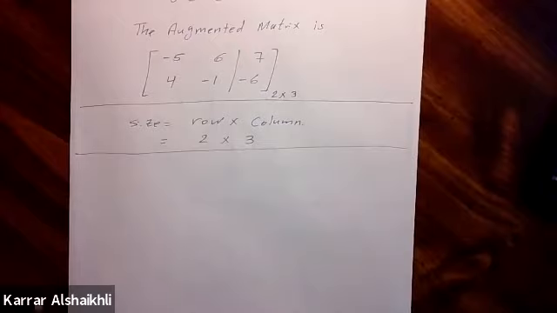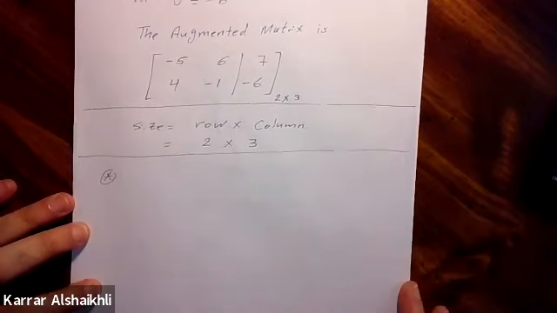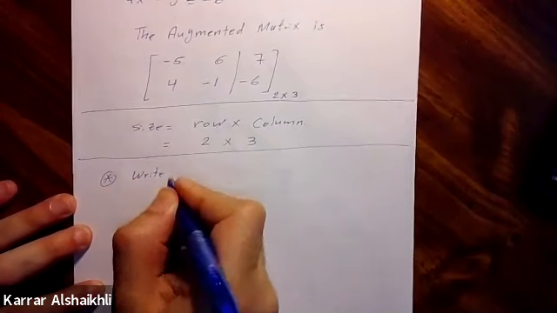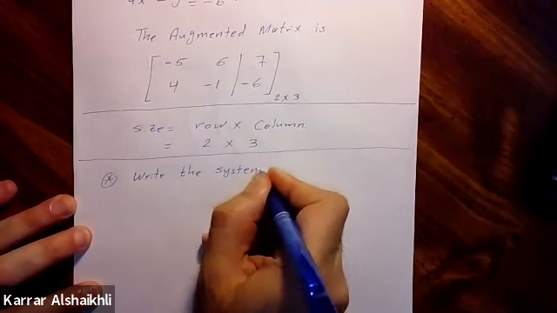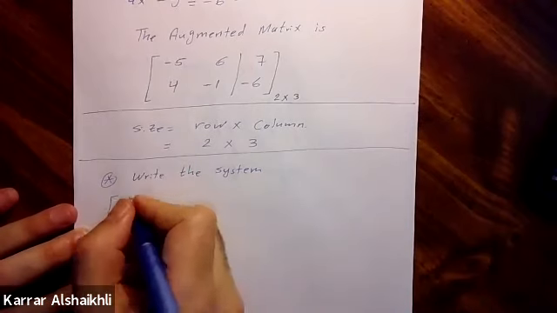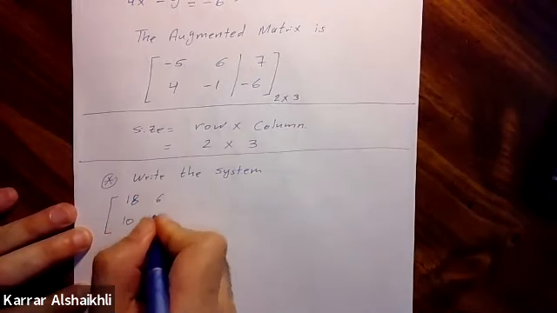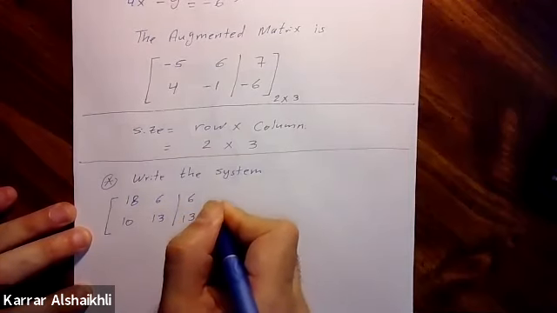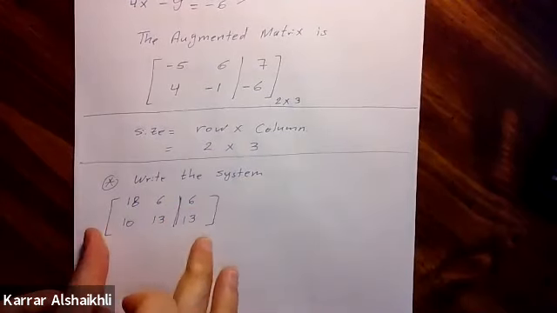So the next example, write down the system. That means they're going to give you the matrix and you have to write down the system. Like 18, 6, 6, -10, 13, 13. Always keep in your mind, so here's the augmented matrix.